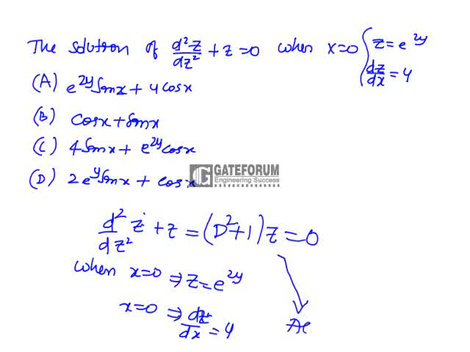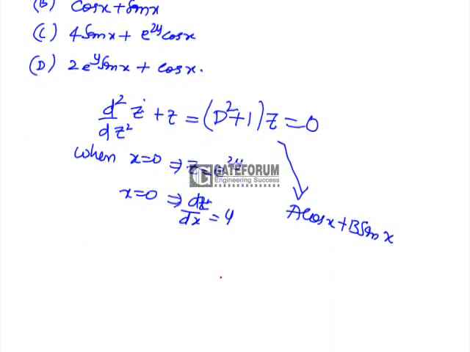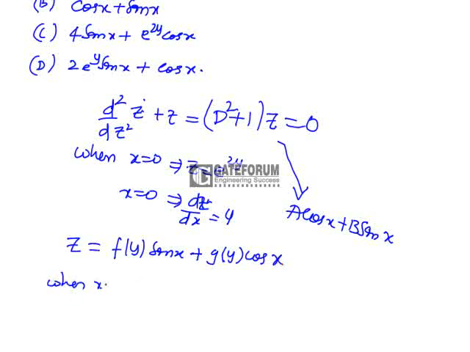Okay, the solution is a cos x plus b times of sin x. Okay, this is the solution for d square plus a square is equal to 0. Now here z is a function of x and y. So I can write this one as z is equal to f of y sin x plus g of y cos x. When x is equal to 0, what is that? Z is equal to e power 2y. Substitute here. Okay, z is equal to e power 2y.